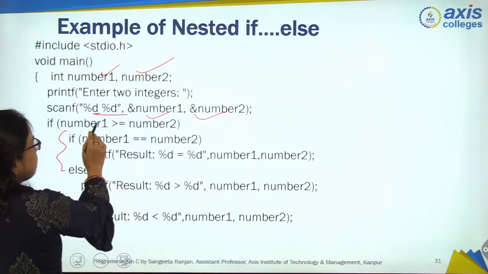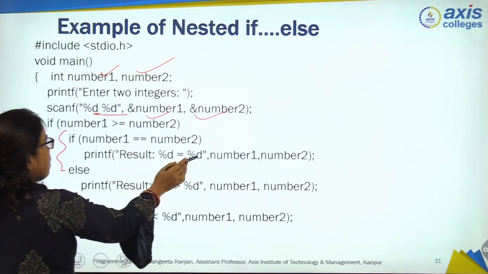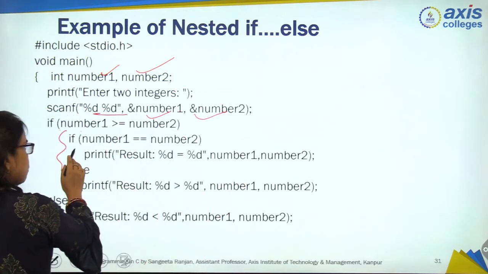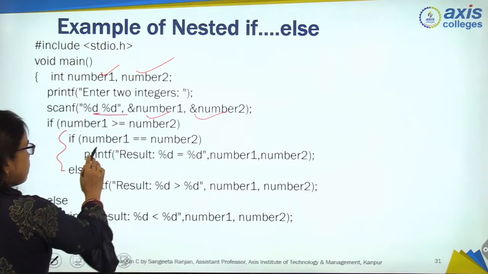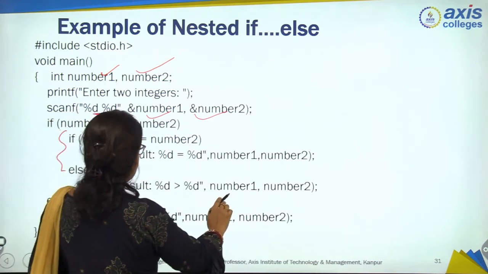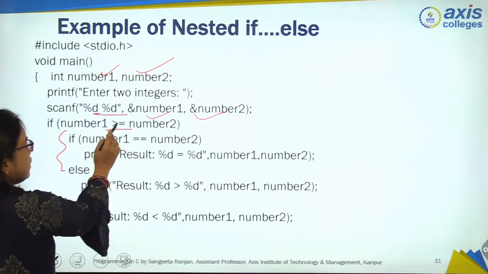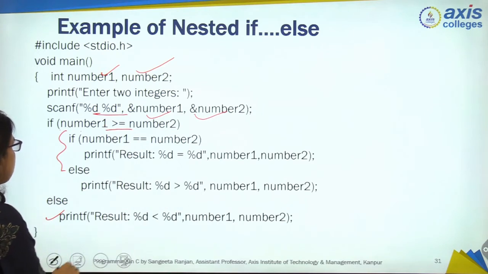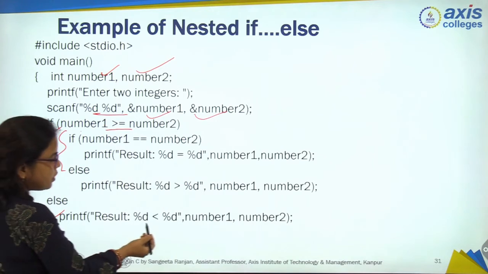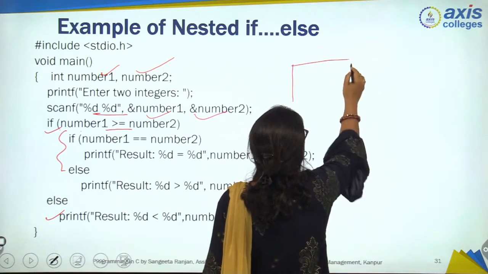If the condition is true, number 1 is greater than or equal to number 2, then again check if number 1 is equal to number 2. If the condition is true, then print number 1 is equal to number 2. If this condition is false, that means number 1 is not equal to number 2, then the else part prints number 1 is greater than number 2, because we have given here two conditions, greater than, equal to. The else part of this statement is executed when all are false, then it will print number 1 is less than number 2. We can understand it with the help of this example.